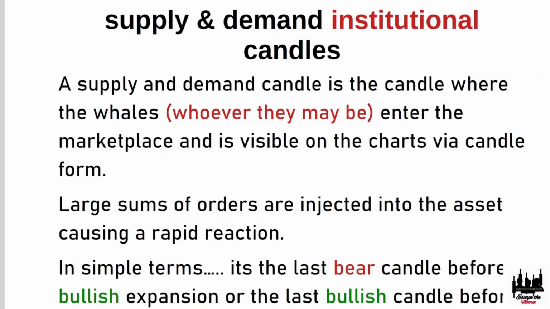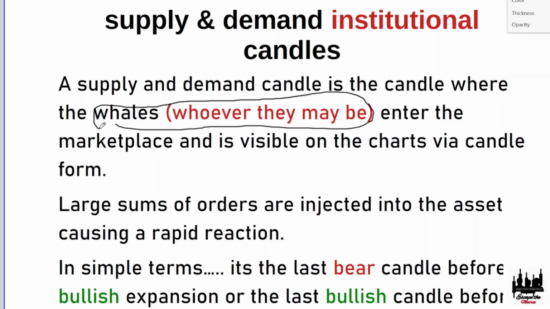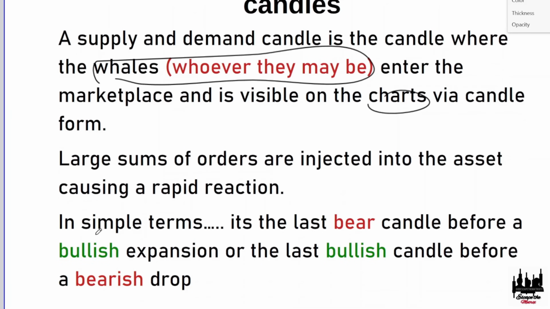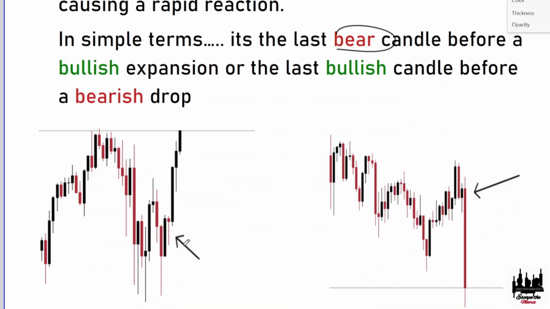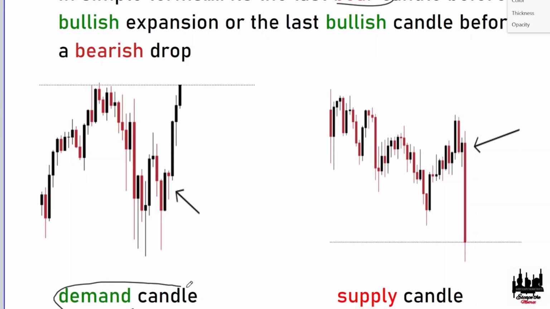So what are supply and demand institutional candles? A supply and demand candle is a candle where the whales, whoever they may be, enter the marketplace and is visible in the charts via candle form. So what do we mean by whales and whoever they may be? It could be the banks, it could be large players. What it really means is a large sum of money entering the market, and we can see that printed on the charts. A large sum of orders are injected into an asset class, causing a rapid reaction. In simple terms, it's the last bear candle before a bullish expansion, or the last bullish candle before a bearish drop. So as you can see, this is a demand candle.